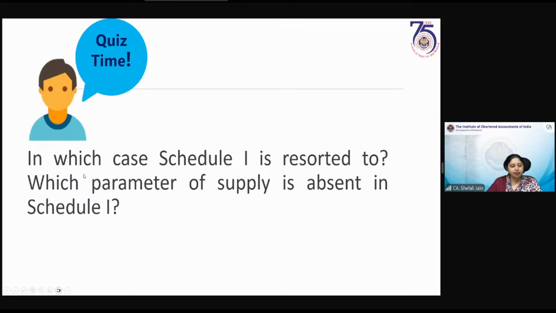So if I ask you this question the other way around, that in which case Schedule 1 is resorted to, or which parameter of supply is absent in Schedule 1, yes. So now I'm getting a lot of answers. Because we have just discussed, it is consideration. So if consideration is not there, we have to go to Schedule 1. Very good. All of you are answering correctly. Aman, Anubhav, Rajveer, Prem, Nisha, Ishan, Mehak, Mausam, Soumya, Mahalakshmi, Shailja, Bhumika, everybody.